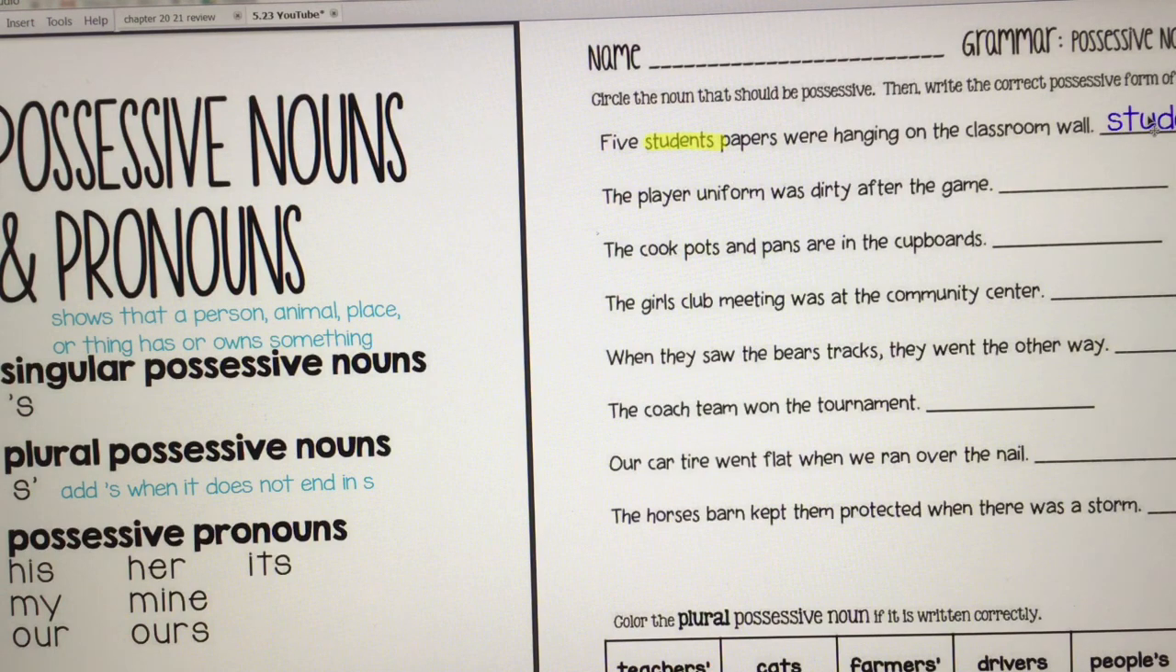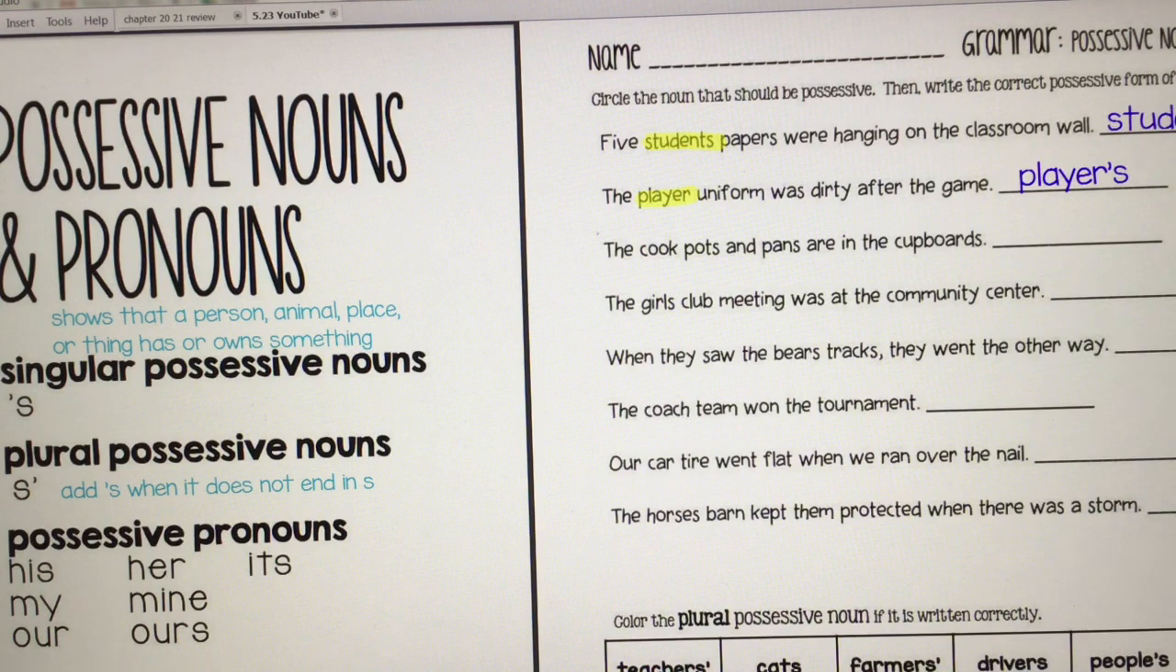Okay, the next one. The player uniform was dirty after the game. Well, who are we talking about? Whose uniform? The player's uniform. And it's just one person. So here is a singular, so I'm going to do player, but then I'm going to add an apostrophe S because it's a singular.